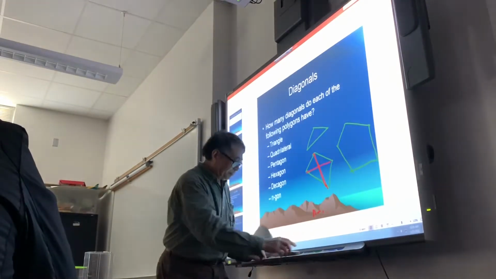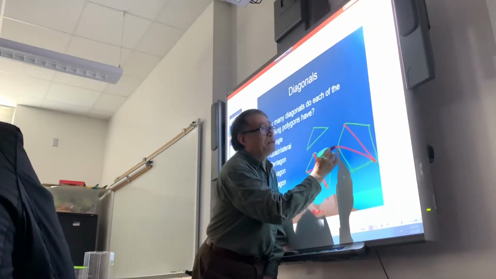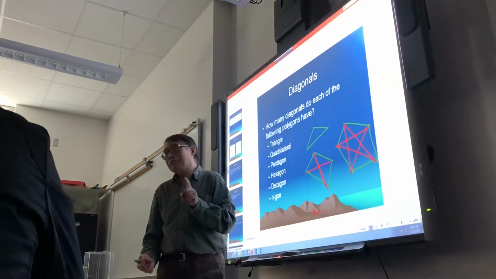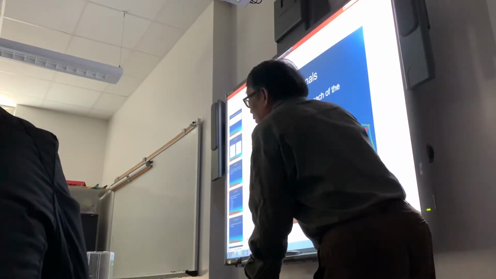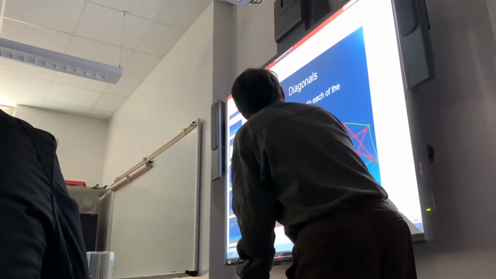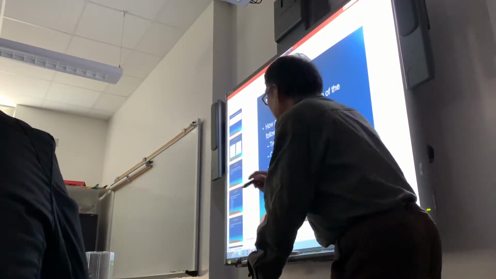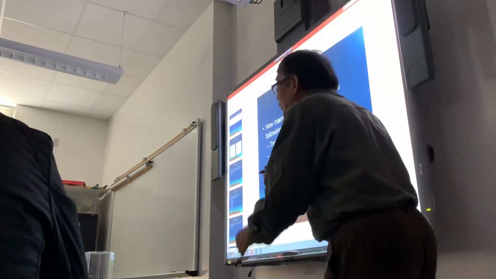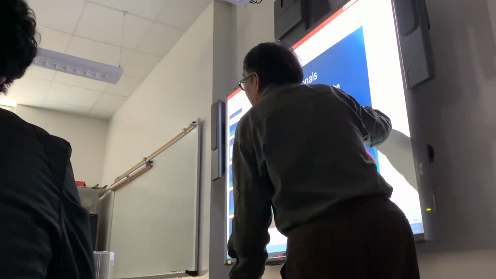For the pentagon, 1, 2, 3, 4, 5, how many diagonals? You can see, 1, 2, 3, 4, 5. Five diagonals. For a triangle, each vertex has no diagonal. For a quadrilateral, each vertex has only one diagonal. For a pentagon, each vertex has two diagonals. You can see how the diagonal number for each vertex is obtained.